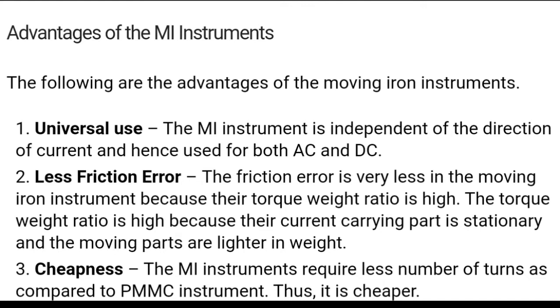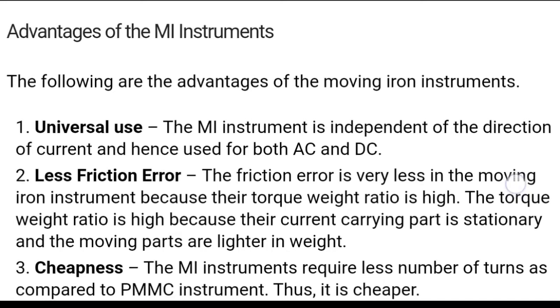Do you know the universal motor? It can be used for both AC and DC. We also made one video on universal motor in this channel. The motor which is used for both AC and DC is called a universal motor. Similarly, moving iron instruments are of universal use, and we can use them for both AC and DC.